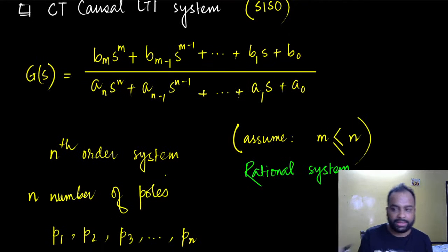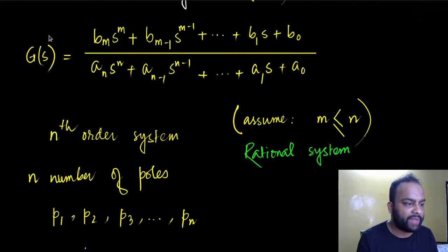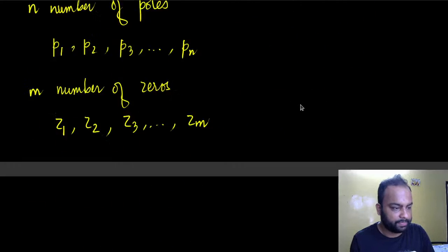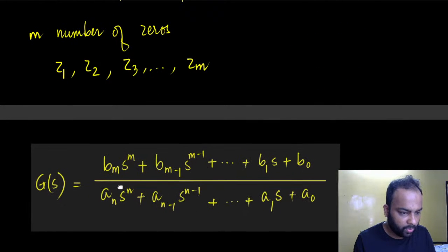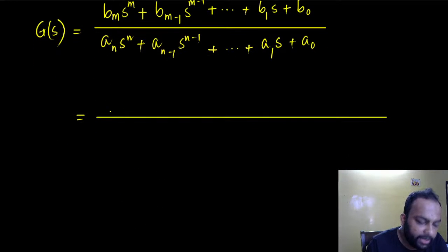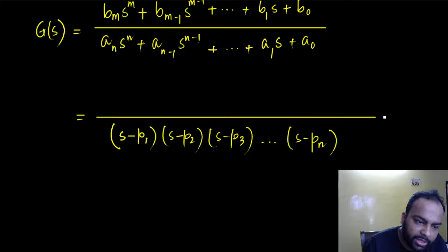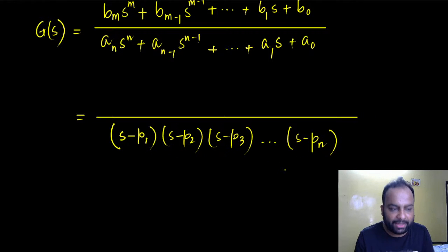All right. With that said, what I can now do is write this in factorized form. So on the denominator, I am saying this is s minus p1, s minus p2, s minus p3, and so on up to s minus pn, because if p1, p2, p3 up to pn are the poles, then of course this can be factorized in this form, right? And here p1, p2, p3 can be real numbers, complex numbers, anything, right?